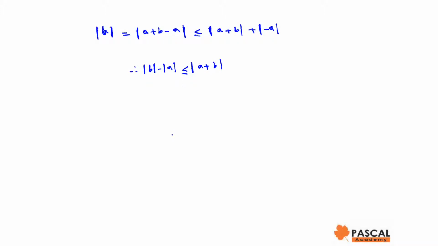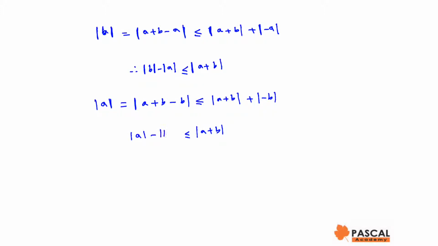Similarly, we have absolute value of a equals absolute value of a plus b minus b, which is smaller or equal than absolute value of b plus absolute value of negative b by star. This means absolute value of a plus b is greater or equal than absolute value of a minus absolute value of b.